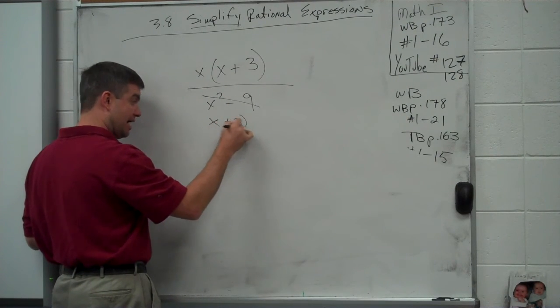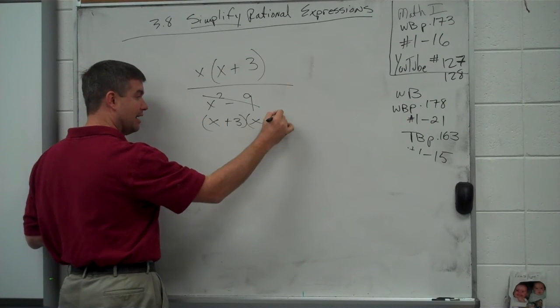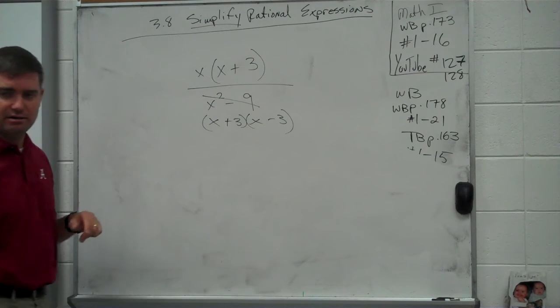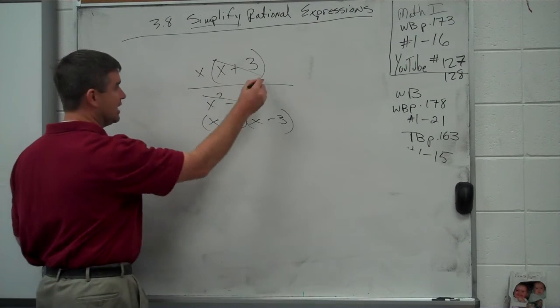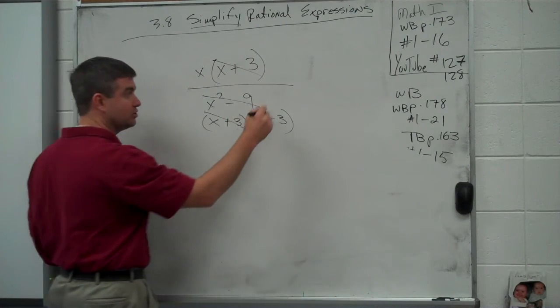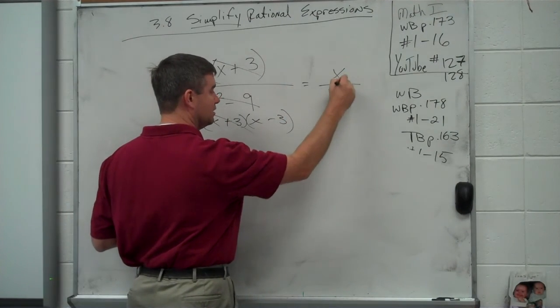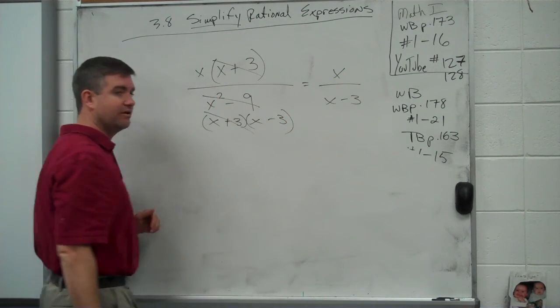X plus 3 and x minus 3. Does order matter there? No, it doesn't. Okay? So what cancels? The x plus 3 and x plus 3 cancel out, so what's your simplified answer? X over x minus 3.